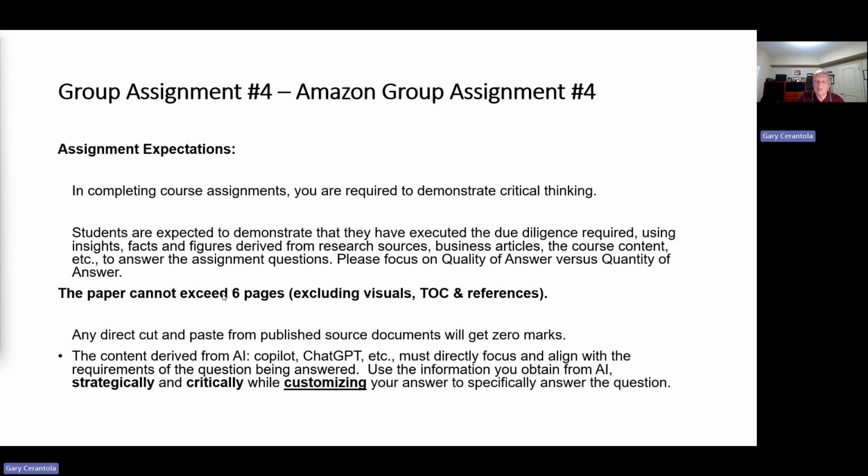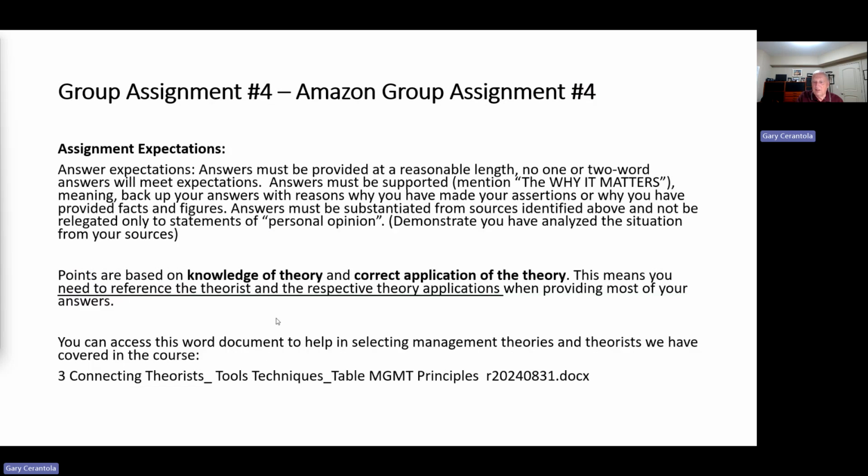The paper cannot exceed 6 pages, excluding the visuals and the table of contents and the references. But essentially, as long as you're economical, you can exceed the 6 pages somewhat, but don't go over that. And again, if you use any kind of AI, please let me know that you've done that and you work from there. So, assignment expectations: points are based on knowledge of theory and correct application of a theory.